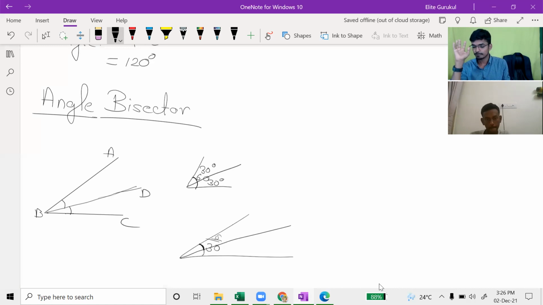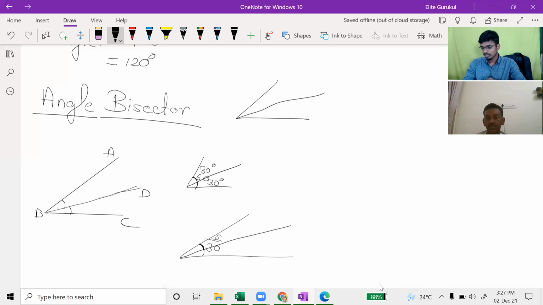So this is a simple angle bisector which is given over here. Every time we should divide it by 2. Angle bisector means the angle is divided into two equal parts. Why is it divided by 2? Because an angle bisector divides an angle into two equal parts. That's why we divide the angle by 2.